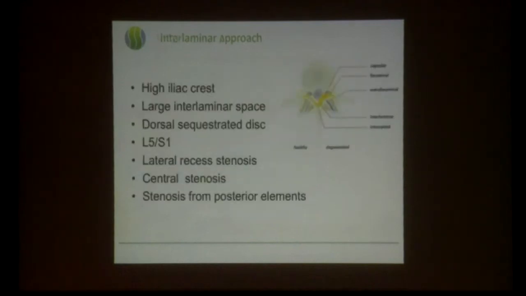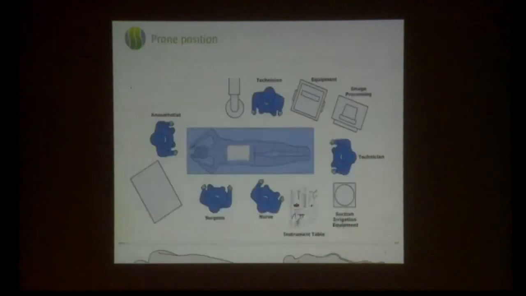So if the patient has a high iliac crest and you can't get to the L5-S1 foramen, if you have a very upward or downward migrated fragment, especially at L5-S1, or if you have lateral recess or central canal stenosis, you either use an endoscopic interlaminar approach, or you do a tubular or micro interlaminar approach, whatever you like. The patient is lying prone, so it's generally done under general anesthesia, but you can do it under spinal anesthesia as well. But I prefer, if I'm putting the patient prone, to give a general anesthesia.